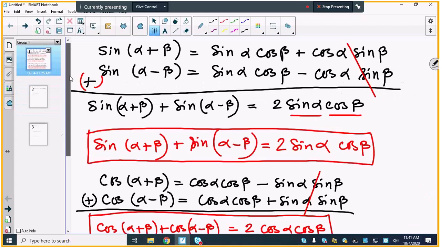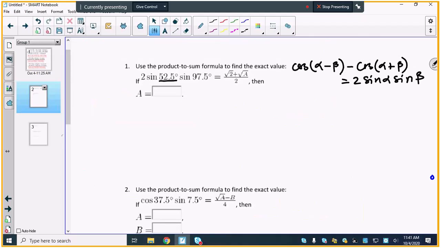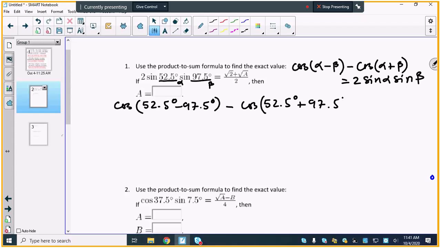And remember, we are trying to identify my alpha and beta with the third formula here. So what it tells me is that my alpha must be of the form 52.5 degrees and beta must be of the form 97.5 degrees. So since the right hand side is given, we write the left hand side. So I get cosine of alpha minus beta, so 52.5 degrees minus 97.5 degrees, minus cosine of alpha plus beta, so 52.5 degrees plus 97.5 degrees.